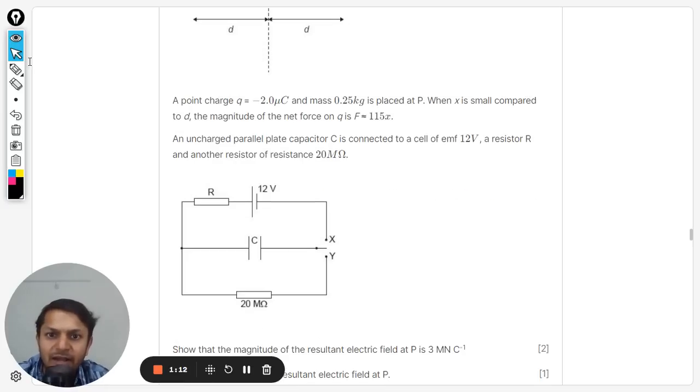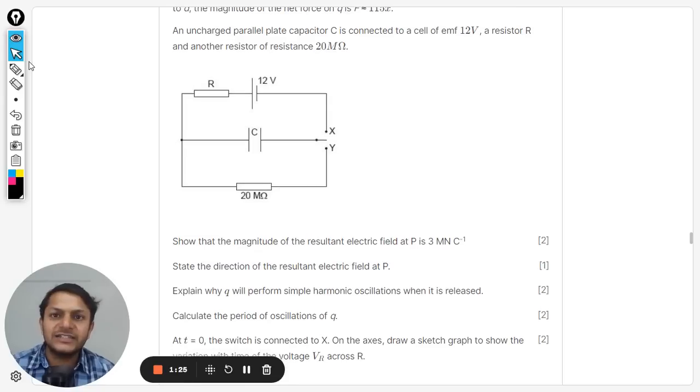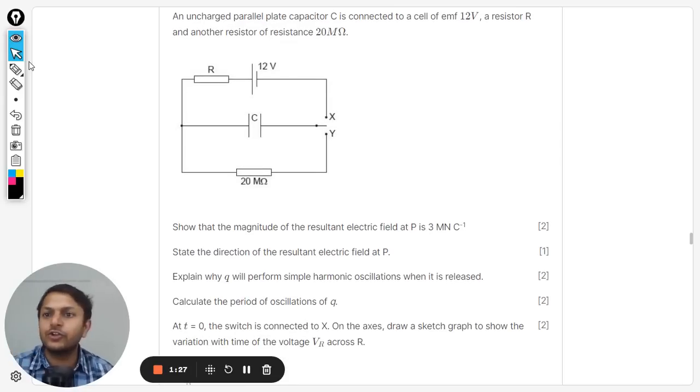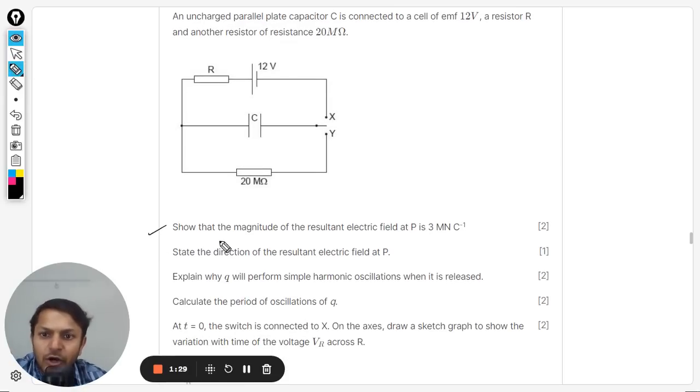An uncharged parallel plate capacitor. Again, this is kind of a habit of IB, these are complex questions. Many statements go together in one single question. So let us skip statement number 2 and directly go to the question right now. So what is the question now? Show that the magnitude of the resultant electric field at P is 3 mega Newton per coulomb.